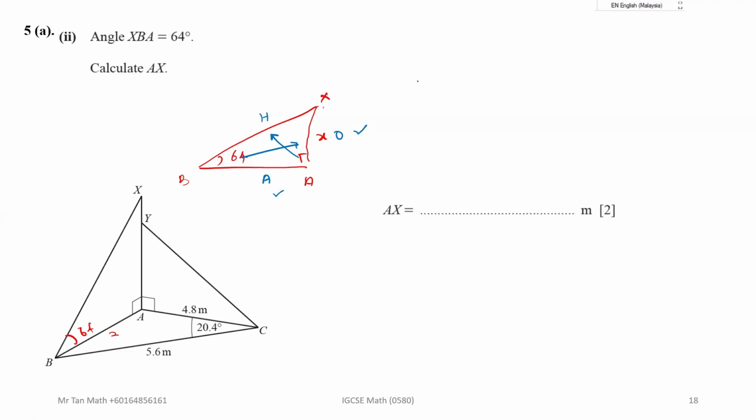So O and A, so it's tangent. So tangent 64 equal to opposite, X, over adjacent, which is 2.5. So your x is equal to tangent 64 times 2.5. So x equal to 4.10.